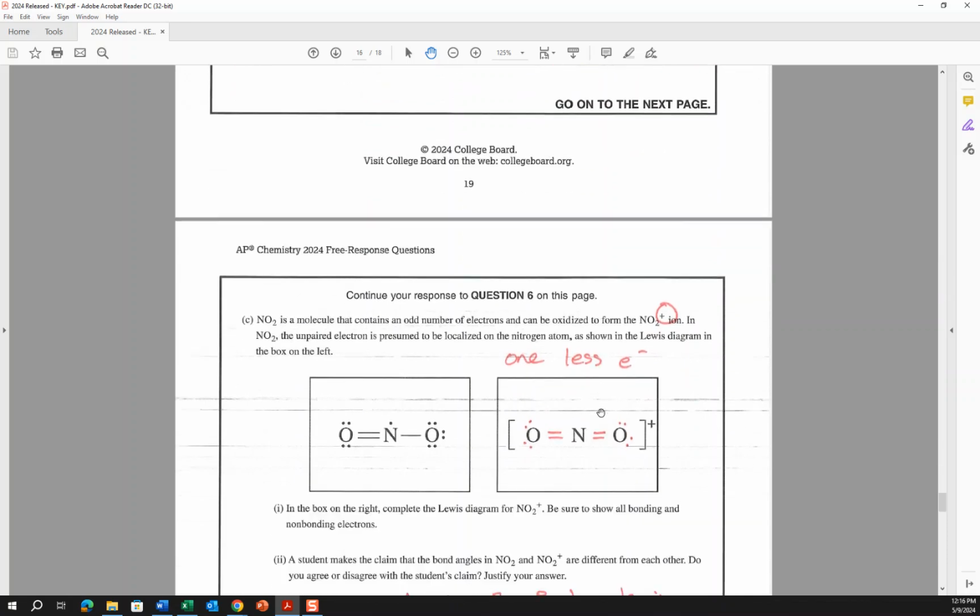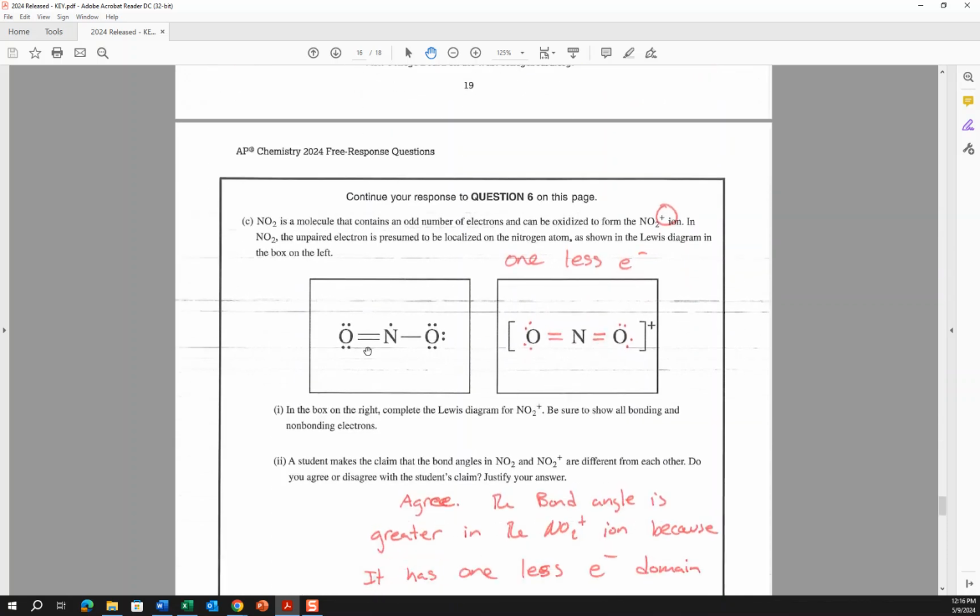And then here, they give us the dot structure of NO2, and then they ask us here to draw the dot structure of NO2 plus. Okay, remember, plus means you lost an electron, and so all you really have to do is take that electron away, and then try to figure out how to satisfy the octet rule for nitrogen. And so really, it's just take that dot away, and then take the lone pair here from this oxygen and make it a double bond.